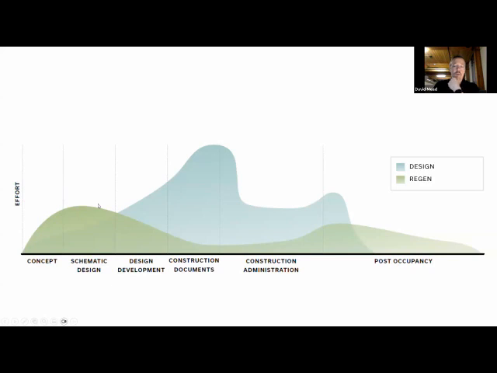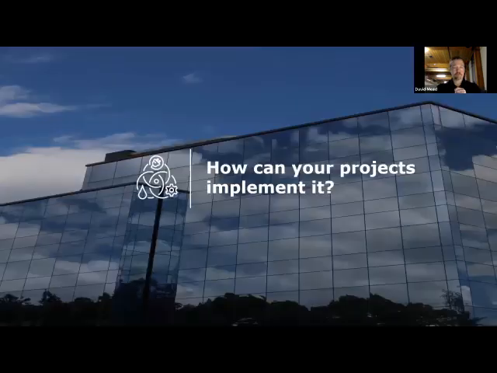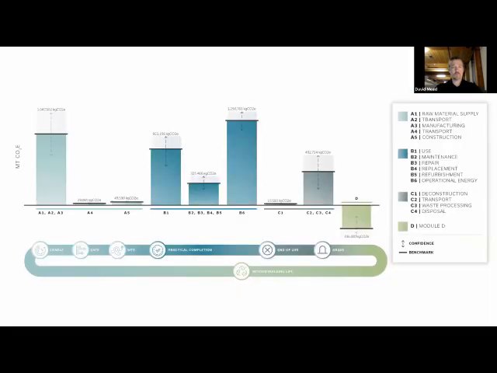There's a quote, you know, if you're not measuring where you want to go, you're going to end up somewhere else. And that's exactly it. You need to start measuring where you want to go early. Set the vision for where you want to go and start measuring that to make sure you're on the right path. So how can your projects implement this?